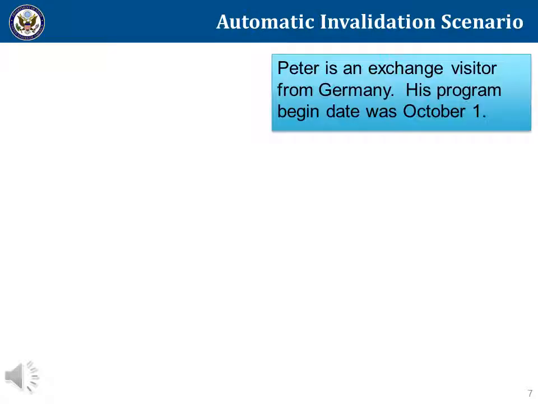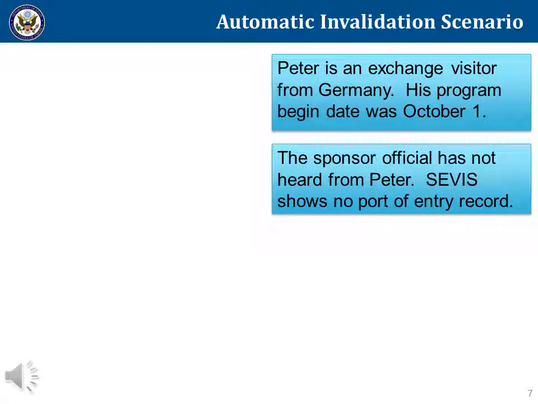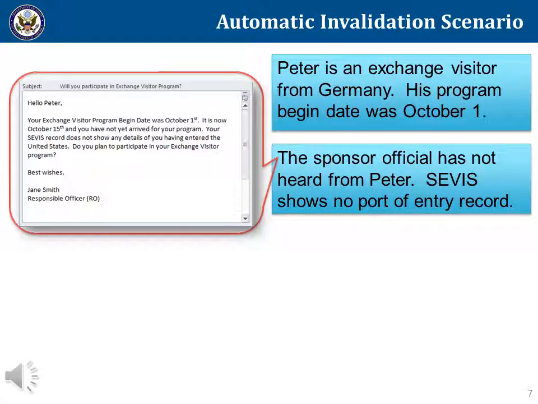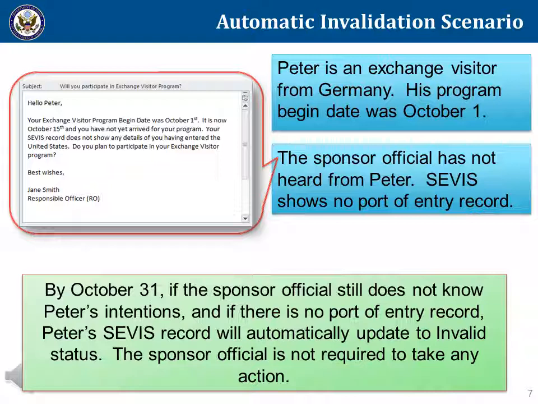Let's look at a scenario in which an automatic invalidation would be appropriate. Peter is an exchange visitor from Germany. His program begin date was October 1, but by October 15, the sponsor official has still not heard from him. No port of entry information has been recorded on Peter's SEVIS record. Because Peter has not been in touch regarding his plans, the sponsor official may choose to wait for Peter's record to automatically update to invalid status, which will happen 30 days after Peter's program begin date. The sponsor official is not required to take any action.